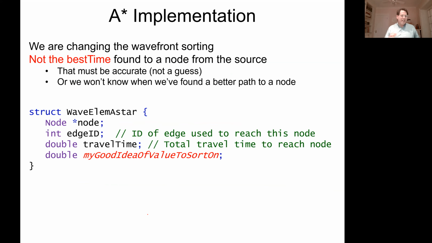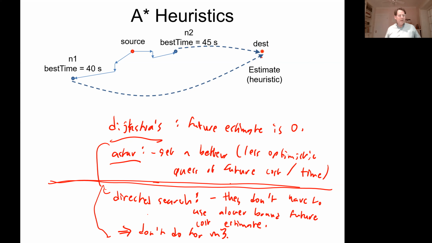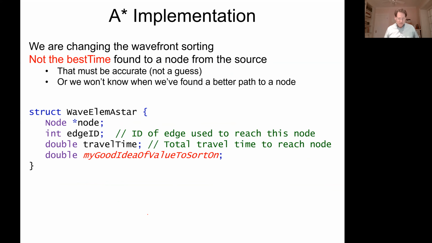Okay, so that's the idea of an A-star implementation. And maybe you can come up with a better heuristic or future cost estimate. Just make sure that it's a lower bound. If you do, your algorithm will be even faster. Okay, so what are we doing in the A-star implementation?